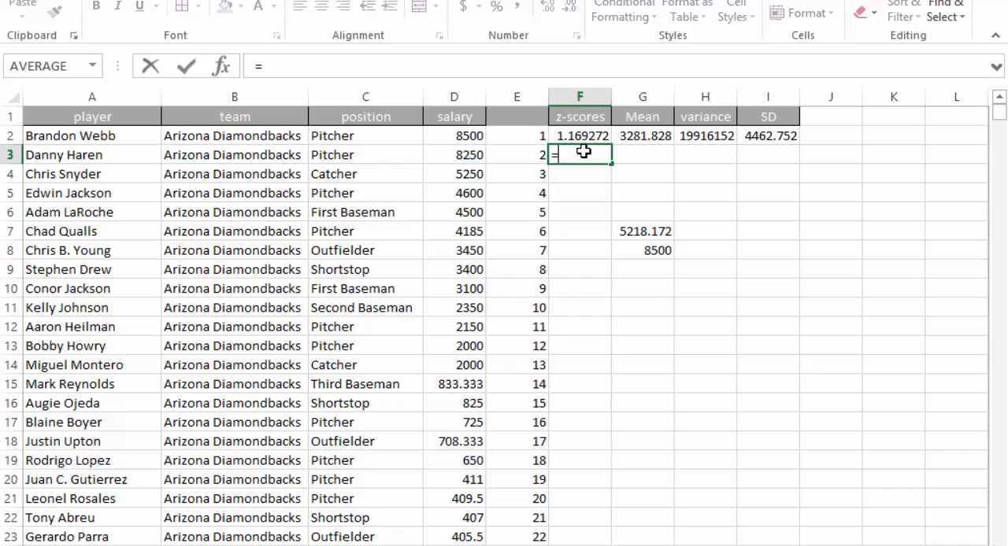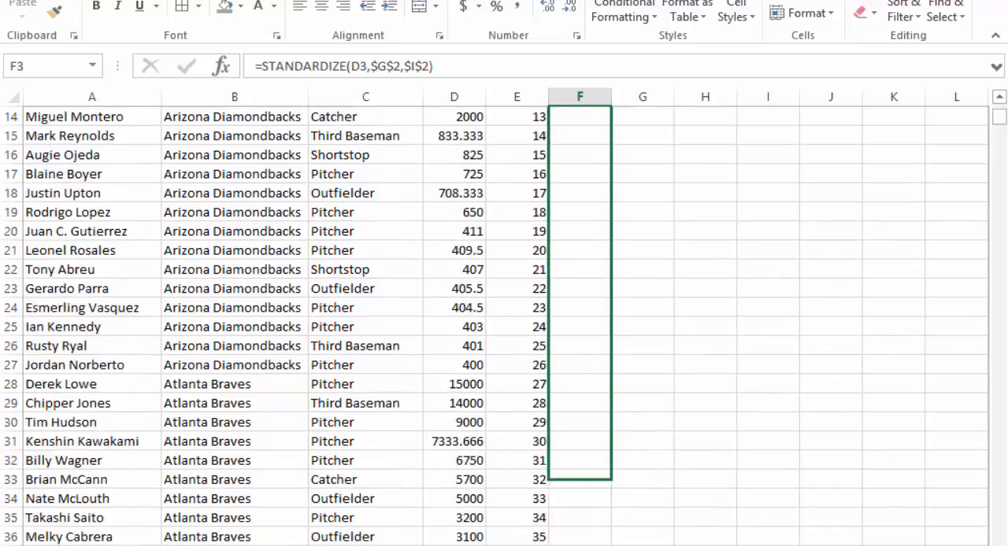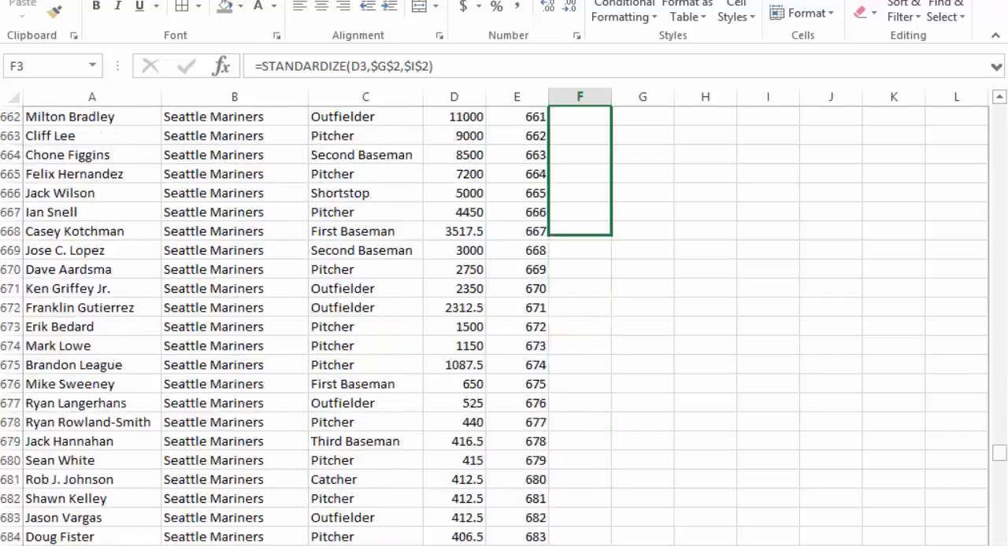So I'm going to show you how to do that using Excel, how to standardize the scores. So you use STANDARDIZE. The X will be your data point, the mean is going to be the mean for this data set, and then the standard deviation. So for Danny Herron, he has a z-score of 1.11. And they both have a positive z-score because their salary is higher than the mean. I'm just going to drag this so Excel does it for me, as opposed to typing it in for every single one, for all 828 players.